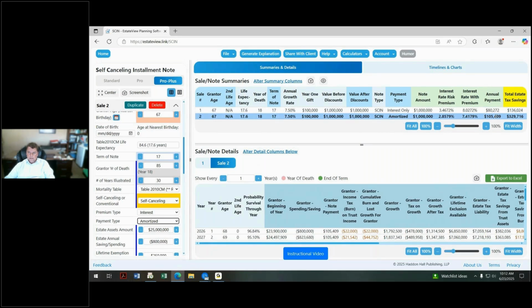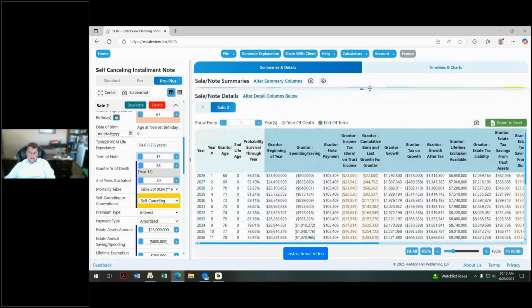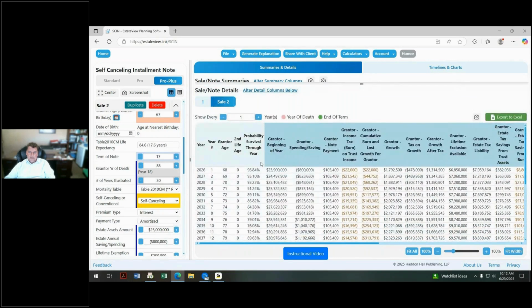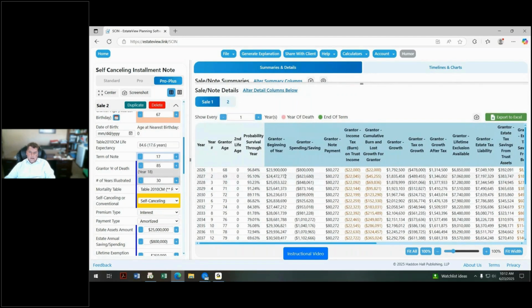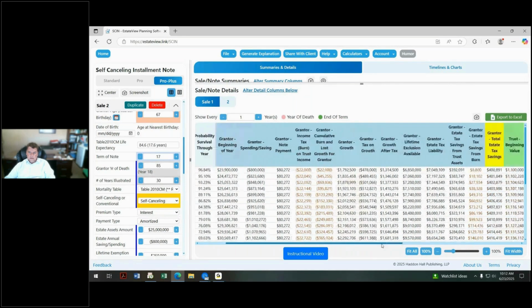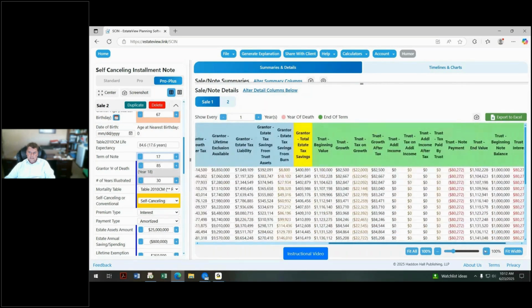But here, because the annual payments are also part principal, that's why the annual payment is higher per year at 105,409. And again, like in most of the other calculators, you do have the year by year example down here. So here's sale 1, here's sale 2. Sale 1, again, is showing the growth of all the assets and the growth of the trust and the other items.